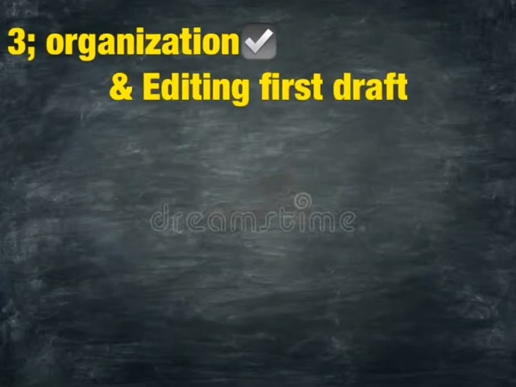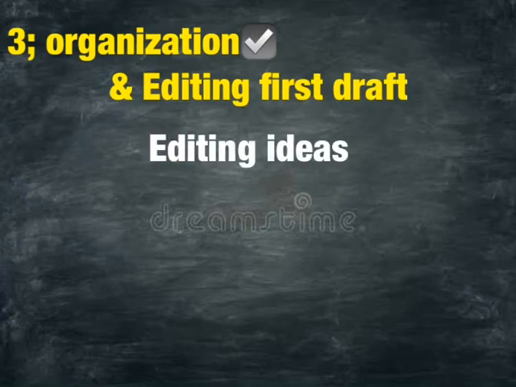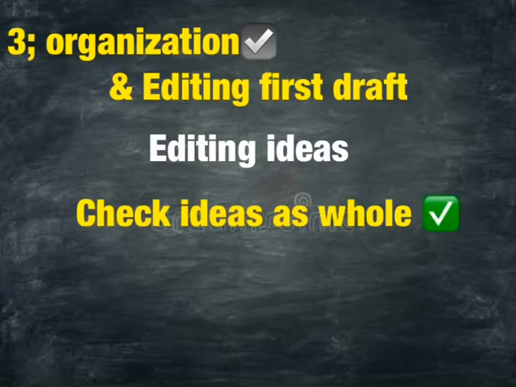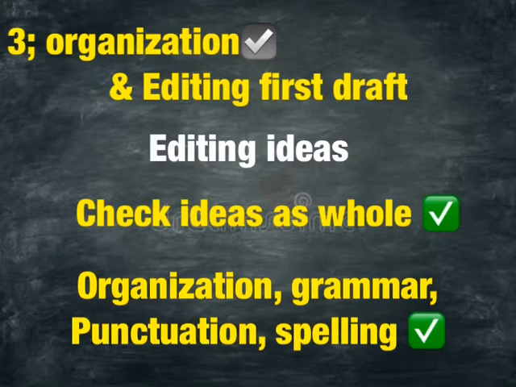The third step is organization, or editing the first draft. In this step, you edit your ideas. When you edit something, you check it and make changes and corrections. Editing is usually two steps. First, you check the ideas as a whole: is the meaning clear? And second, you check the ideas for good form, organization, grammar, punctuation, spelling, and so on. The final draft.